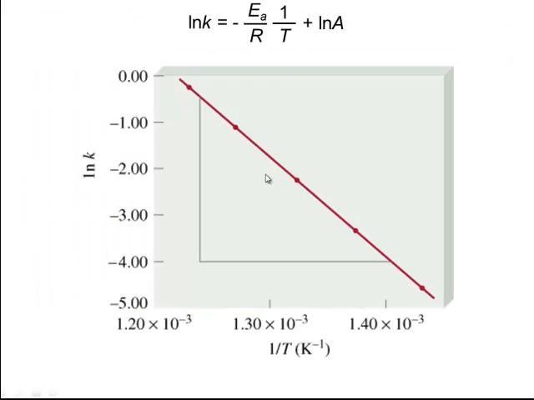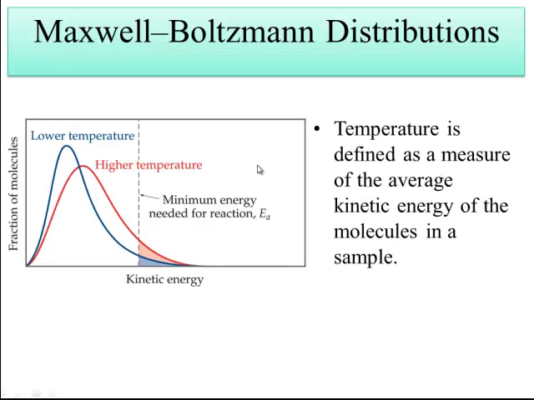So as I told you all, look at this graph. Graph has a negative slope, and the slope value is equal to minus EA upon R, and the y-intercept will be ln A. Now another way of looking at why rate of a reaction increases with increase in temperature is that at higher temperatures, more molecules will possess the energy of activation.